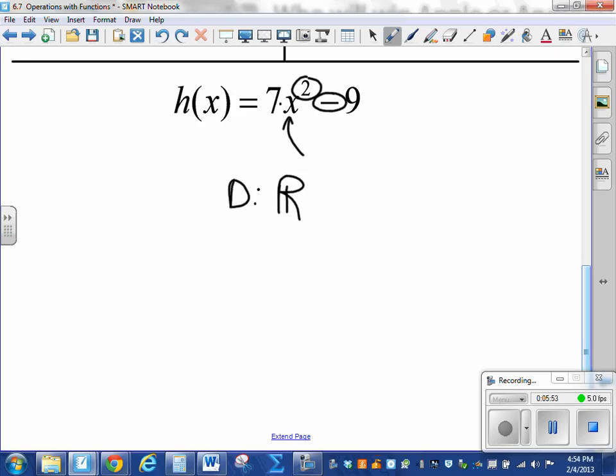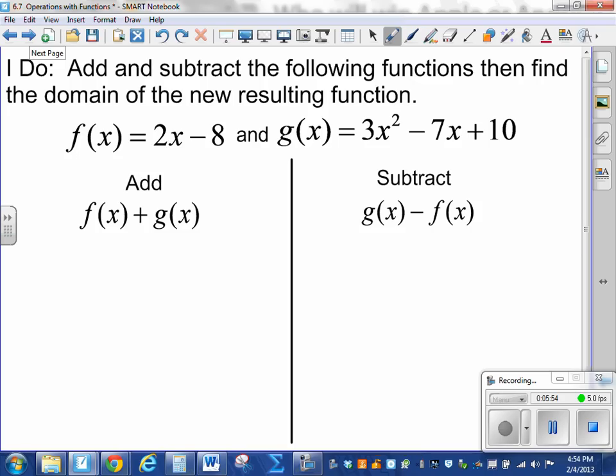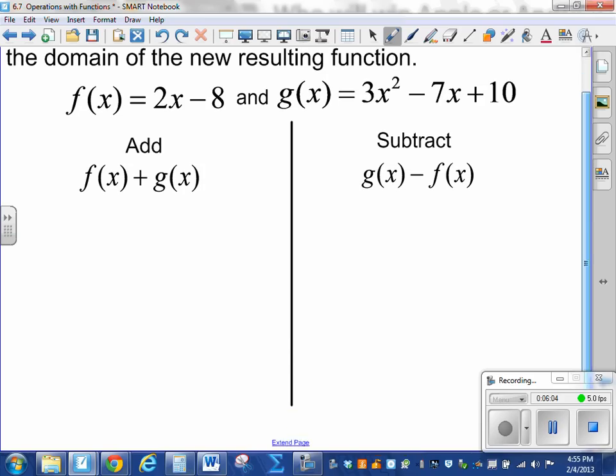All right, so moving on. These two examples I believe we got through in most of the classes. We'll go ahead and go over it again though.